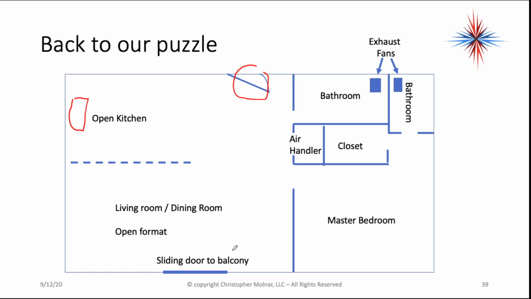We have a living room and dining room, with a sliding door to a balcony. The windows, other than that sliding door, cannot be opened. They're sealed. Master bedroom, closet for the master bedroom. The air handler was here again, with a louvered door to allow the return air to come in. We have a bathroom, that's the master bath over here, and a hallway bathroom, guest bathroom.